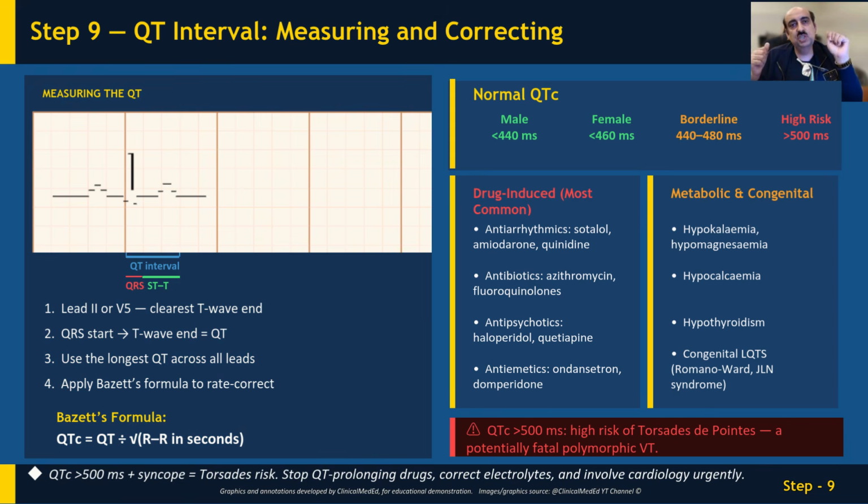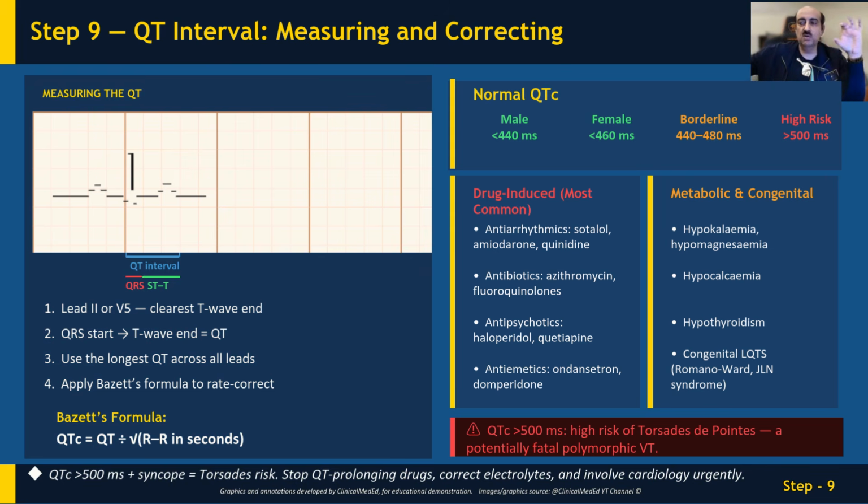The best leads to check the QT interval are the rhythm lead 2 or V5, because they're facing towards the cardiac vector, and you have to establish the start of the QRS to the end of the T wave. The longest QT across all leads has to be checked for clarity. You can use Bazett's formula. Luckily, these days most automatic ECG machines give a QT and a corrected QT, so you don't have to correct it yourself.